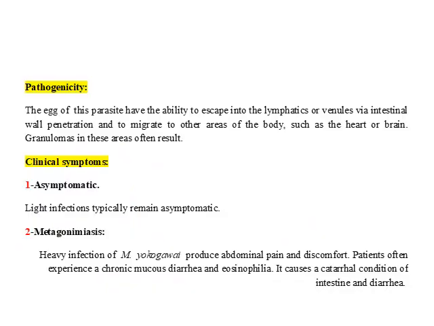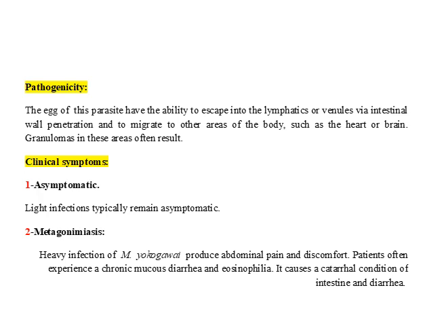Now about its pathogenicity. The egg of this parasite is a very important criterion. The eggs of this parasite have the ability to escape into the lymphatic and venous circulation via intestinal wall filtration and to migrate to other areas of the body such as the heart and brain. Now granulomas in these areas often result. Granulomas or calcification can occur in these ectopic sites.